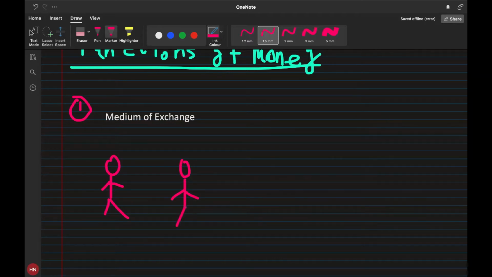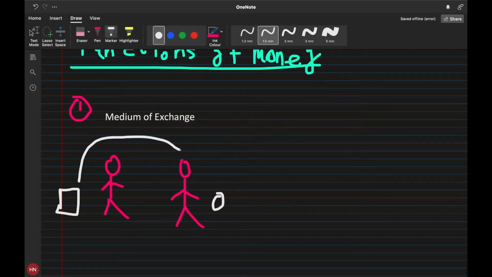So let's say there are two different people and they have two different goods. One person has maybe a box, the other person has a ball. And so they want to exchange these goods and services. And so one way is that this guy can give the other guy the box, and then this guy can give the other guy the ball. That's like one way to go about this.